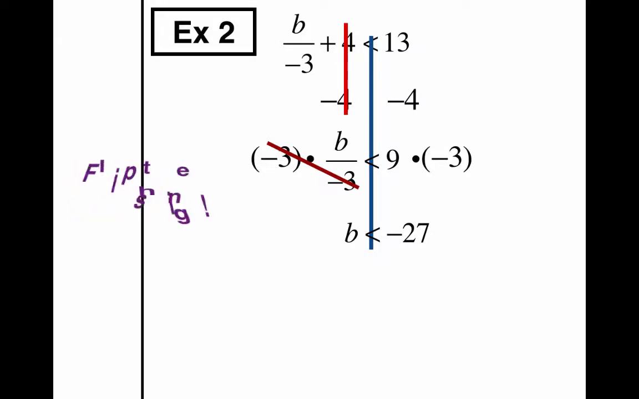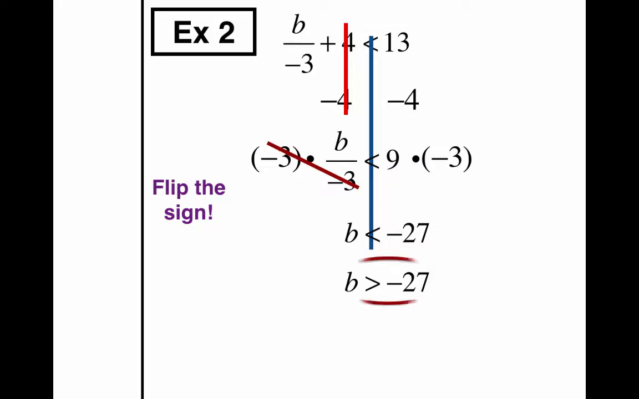Oh yeah, remember? This is a flip the sign problem. We just multiplied by negative 3. We multiplied by a negative number. That's one of those situations where we have to remember to flip the sign. So the answer is b is greater than negative 27.